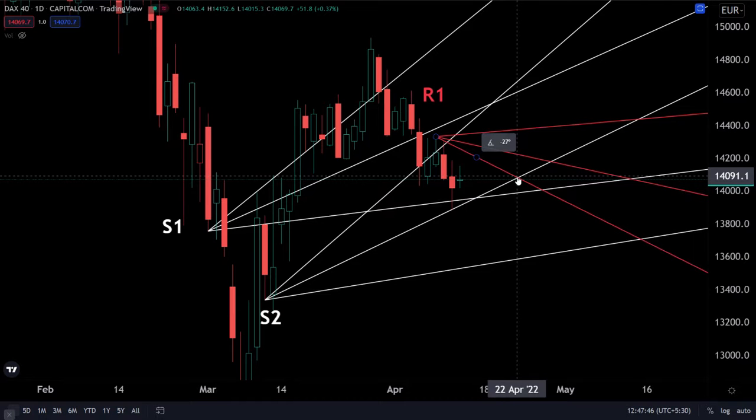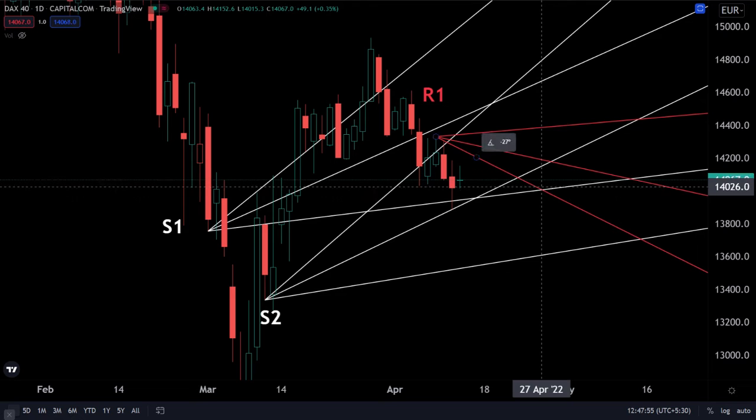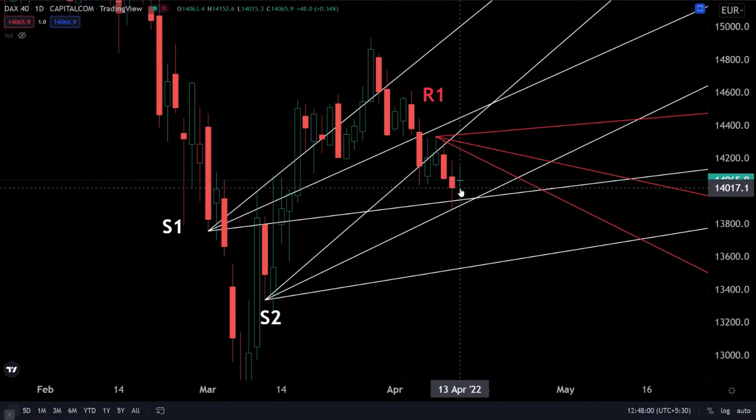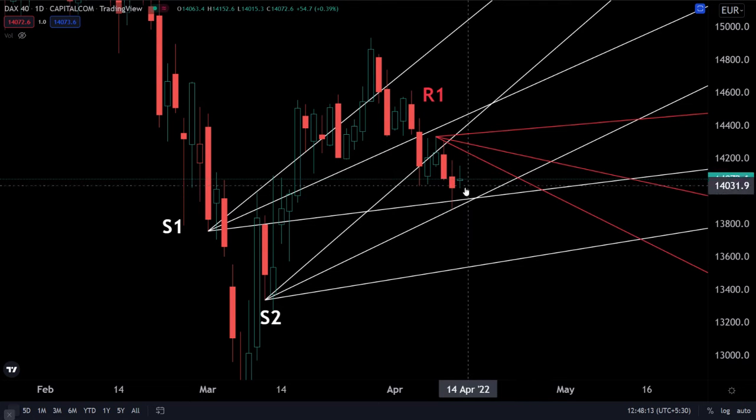If it stays below the 14,080, we're looking at our first support, which it already tested at 14,010 or thereabouts, right here, this intersection. As you can see, the low made today so far has been 14,015, and touching that support level, it has bounced back up. Let's see how that goes, but it looks like kind of a sideways market again for today.